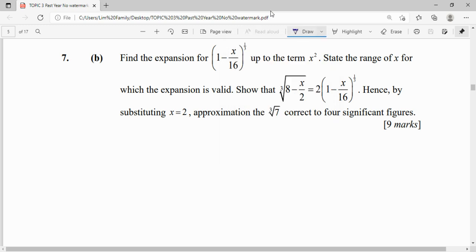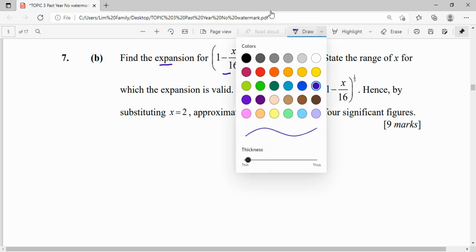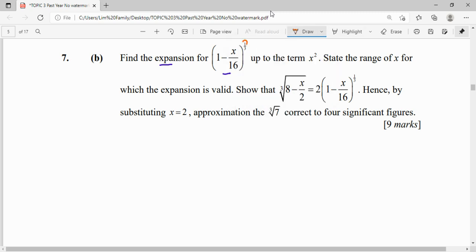So for this question 7b, we are going to find the expansion for this binomial expansion. We see here we have power 1 over 3, which means that this power is not a positive integer. We are going to use the formula of type 2, and we are going to expand until x power of 2 only. So that will be our first task.